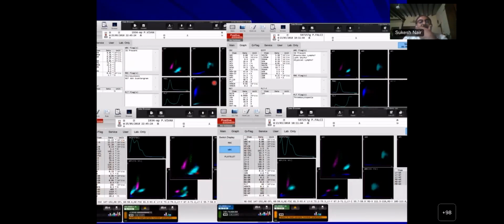Now here you can see another cell counter. You can see that there's a population of abnormal neutrophils here. And if you twist it, you can see that this is a true neutrophil population. And these are the non-lysed red cells, which happens in vivax. So that is pseudoneutrophilia.